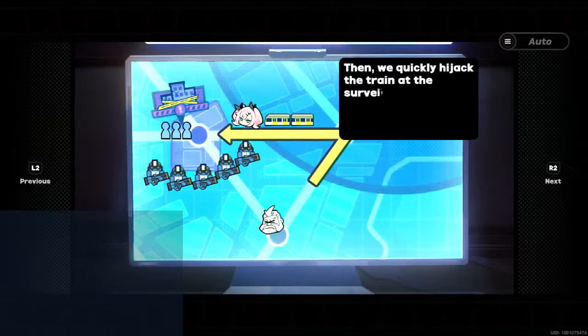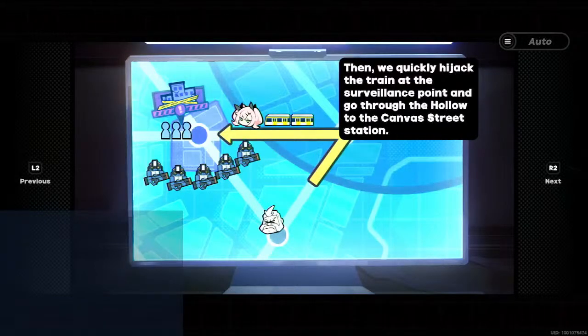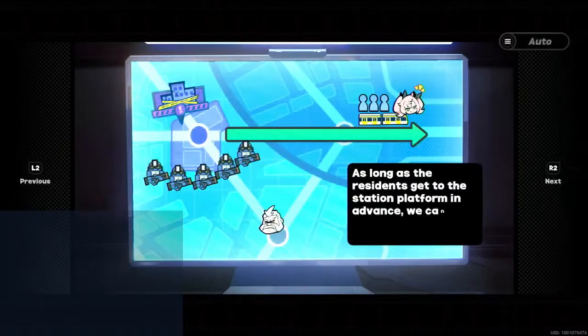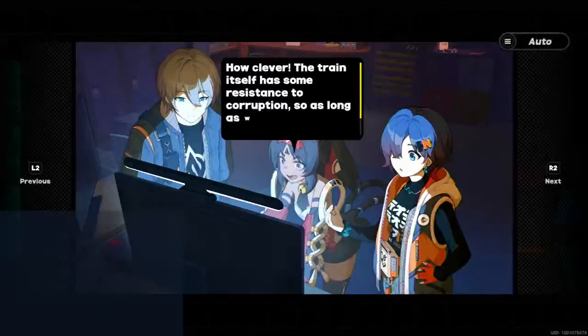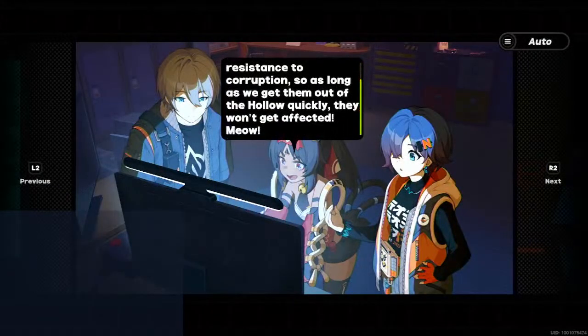Then, we quickly hijack the train at the surveillance point and go through the hollow to the Canvas Street station. As long as the residents get to the station platform in advance, we can have everyone out of the blast zone in minutes. How clever! The train itself has some resistance to corruption, so as long as we get them out of the hollow quickly, they won't get affected! Yeah!